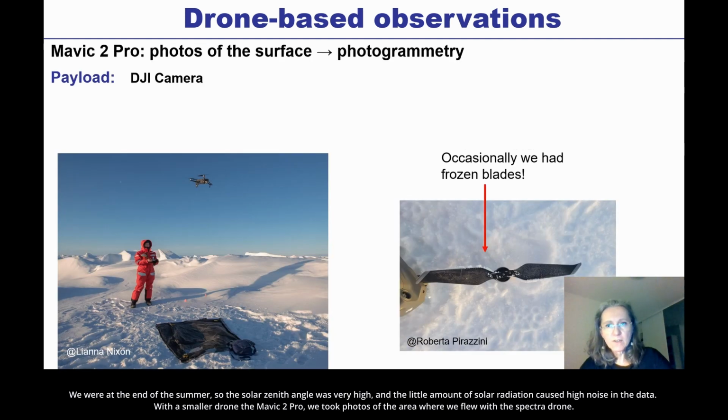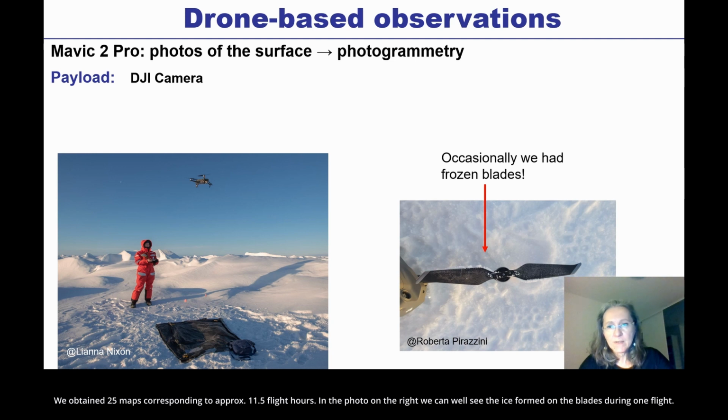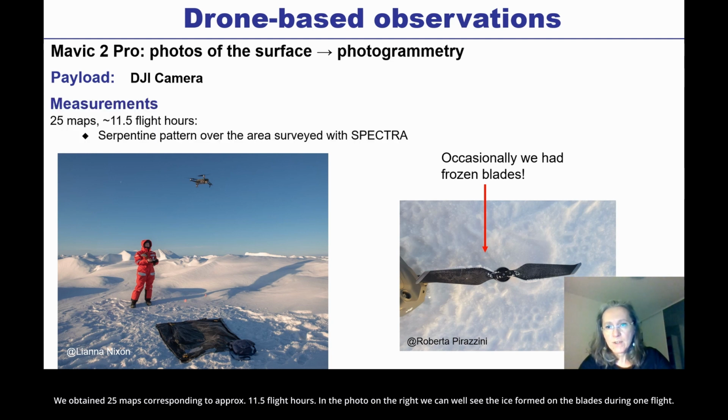With a smaller drone, the Mavic 2 Pro, we took photos of the area where we flew with a Spectra drone. We applied a serpentine pattern to reach a high overlap of consecutive photos. In this way, we could reconstruct photo-mosaic maps of the surface and even calculate a digital elevation model of the surface applying photogrammetry. We obtained 25 maps corresponding to approximately 11.5 flight hours.